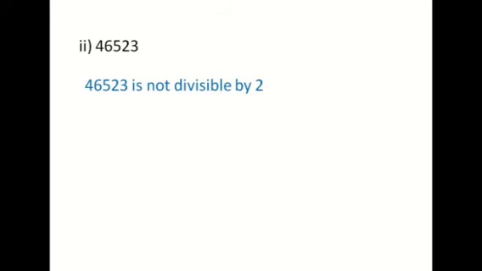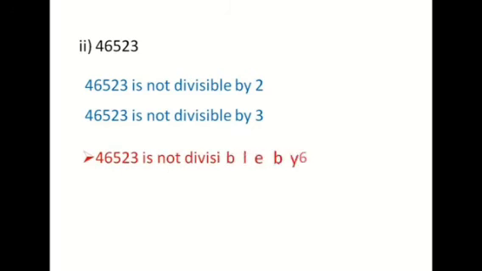Now you have to check whether the number is divisible by 3 or not. So add the digits. 4 plus 6, 10, 10 plus 5, 15, 15 plus 2, 17, 17 plus 3, 20. So 20 is also not divisible by 3. So the number is not divisible by 3 also. So finally what can we write? We can write that 46,523 is not divisible by 6. I hope you are clear.